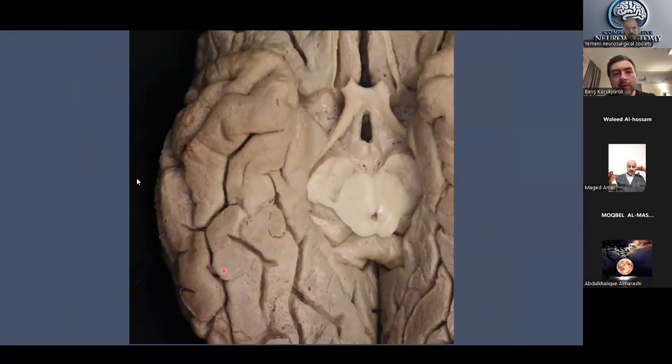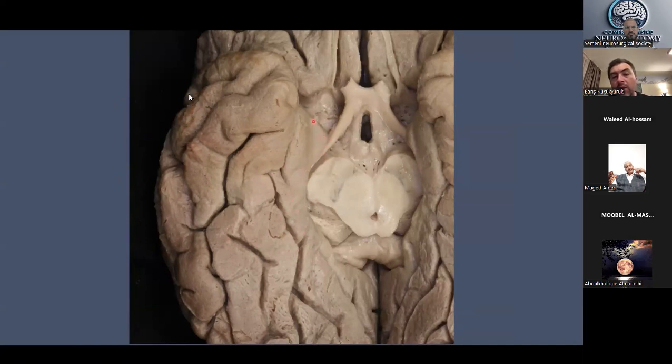Then we see the inferior or basal surface of the temporal lobe. Laterally, there is the inferior temporal gyrus, which is separated by the occipitotemporal sulcus from the fusiform gyrus. And more medially, there is the rhinal sulcus anteriorly and the collateral sulcus posteriorly, which separates the fusiform gyrus from the parahippocampal gyrus posteriorly and the uncus anteriorly.